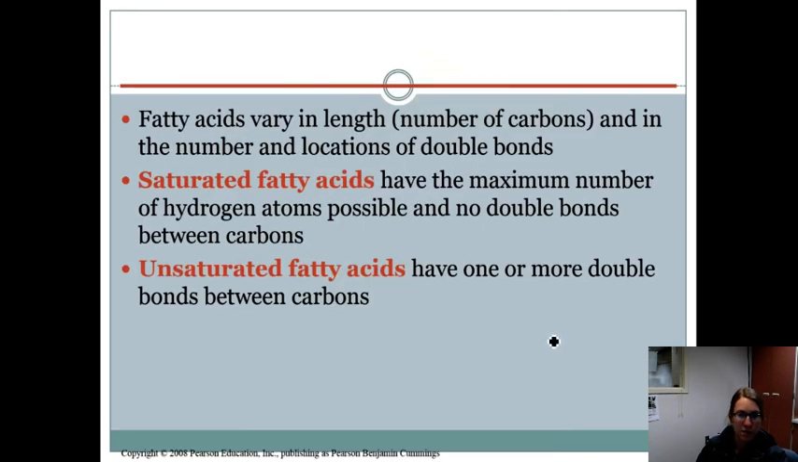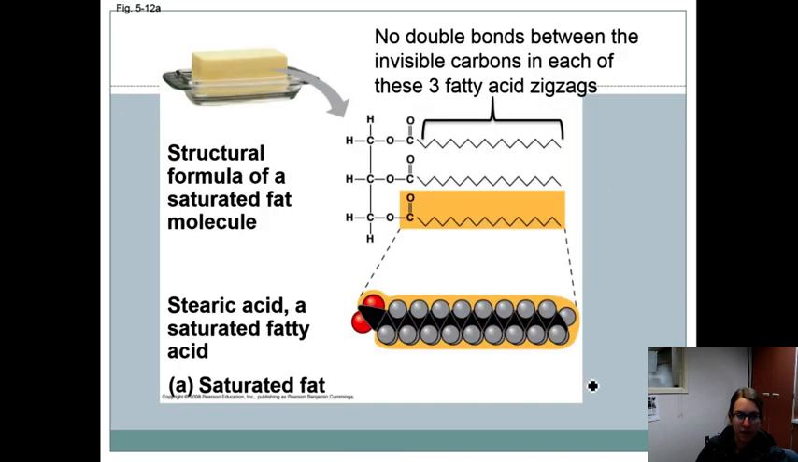So here's a description. The saturated have no double bonds between carbons, unsaturated have at least one double bond between carbons. So here's a picture of a saturated fat. You can see all three of them have no double bonds between the two carbons. Saturated fats tend to come from animals most of the time. Butter has some, it comes from milk, which comes from cows, so that's got some saturated fats. And they tend to be solid at room temperature, things like butter or meat.